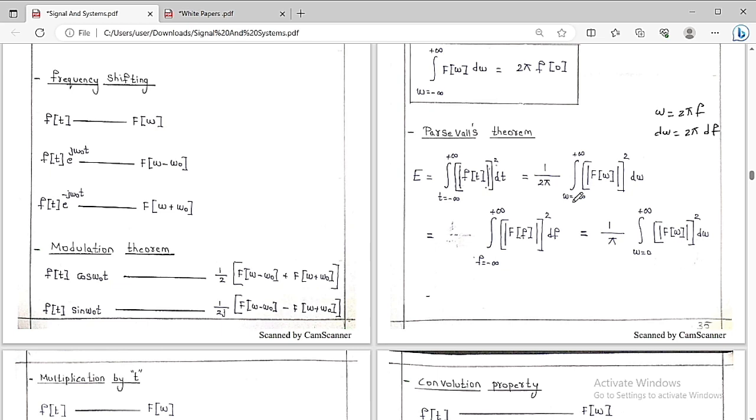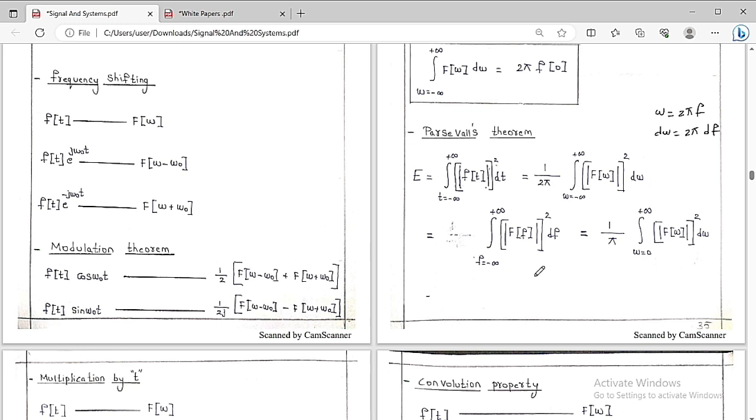Suppose you want to write in terms of frequency, then omega is equal to 2 pi f, so d omega is equal to 2 pi df. If you substitute and simplify here, what are you going to get? 2 by 2 pi cancels in terms of frequency. If omega is equal to minus infinity, f is equal to minus infinity. If omega is equal to plus infinity, the frequency is also plus infinity. So integration from f is equal to minus infinity to plus infinity of mod of f whole square df. You can write like this, or you can also write like this.